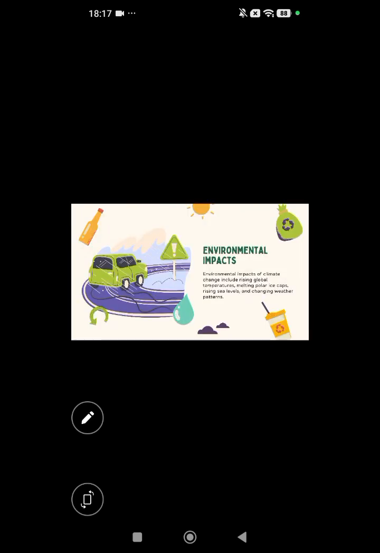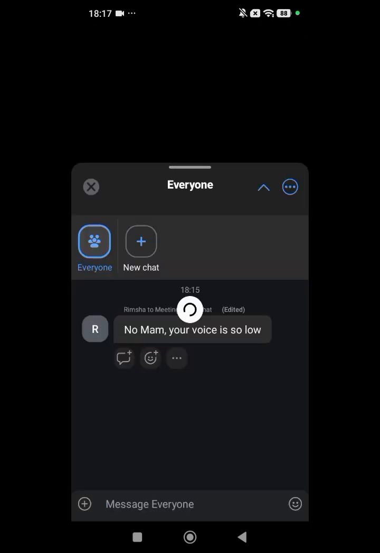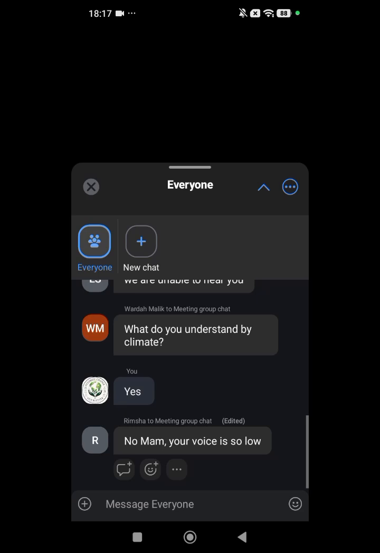So now, what are the environmental impacts of climate change? Climate change not only impacts our environment, but it also results in health issues. The impacts of climate change on the environment include rising global temperatures, melting of the polar ice caps, rising sea levels, and changing weather patterns.